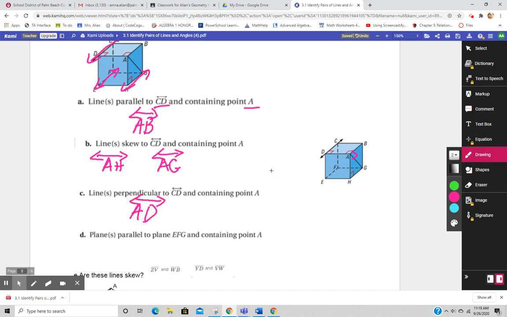All right, next one. Planes parallel to plane EFG containing point A. So EFG is the bottom plane, and it has to be parallel to the top plane, which is plane ABC. So plane ABC, and it does contain the point A.